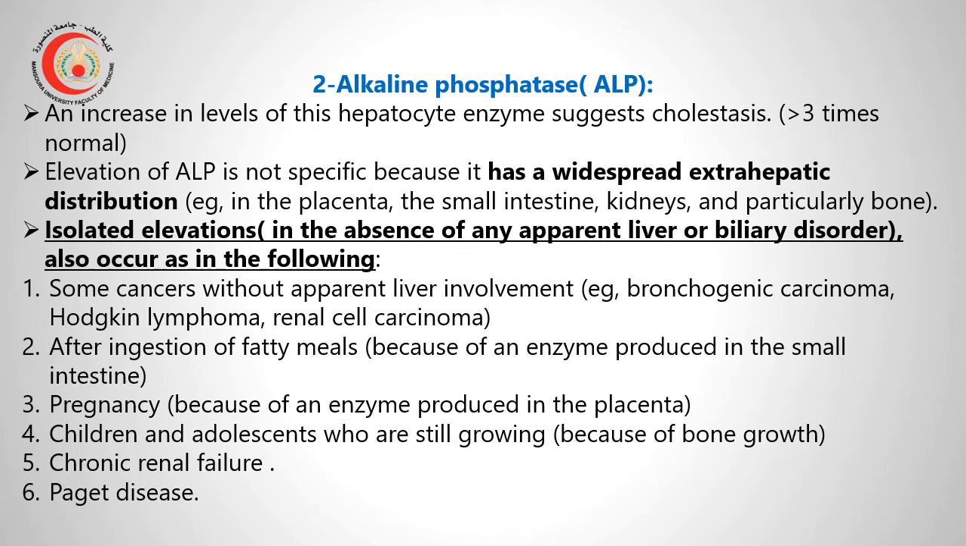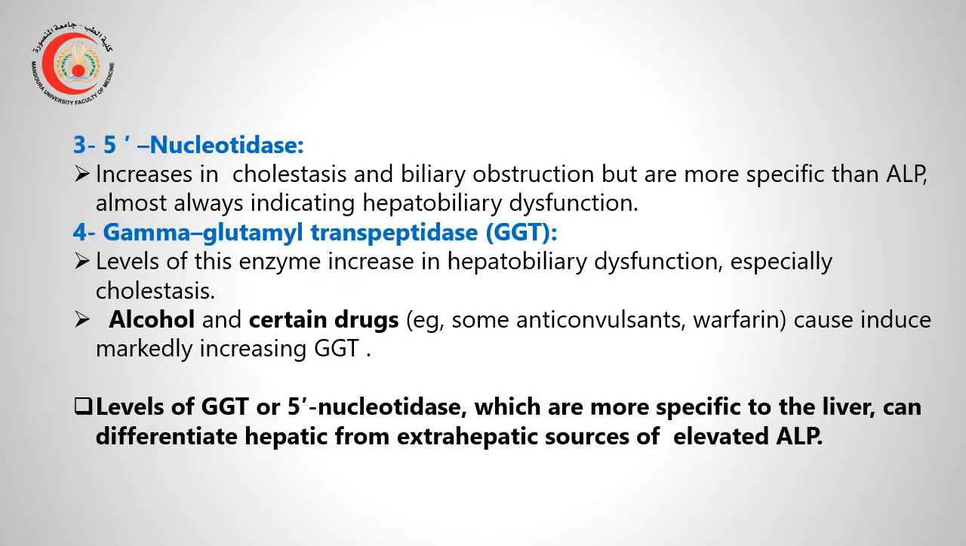In some cancers without apparent liver involvement, after ingestion of fatty meals, in pregnant females, in children and adolescents, also in chronic renal failure, and in Paget disease. 5-nucleotidase increases in cholestasis and in biliary obstruction but is more specific than alkaline phosphatase.